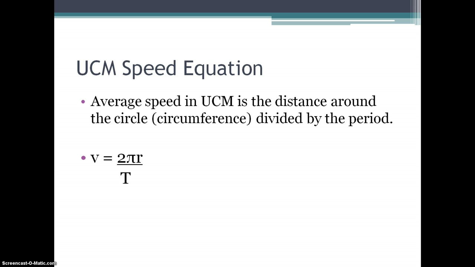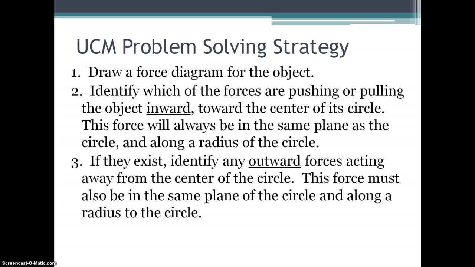Notice here they use v for speed. It's kind of annoying because the velocity is constantly changing. Because the direction is changing, the speed stays the same. But the physics symbol for speed is sometimes written just as v. So this is the equation for speed.